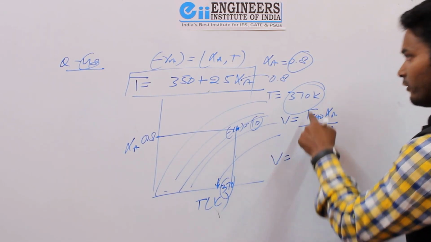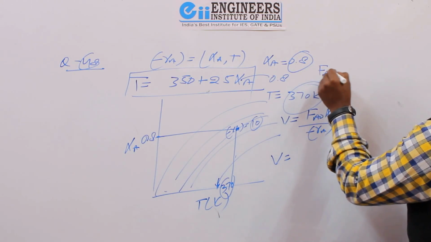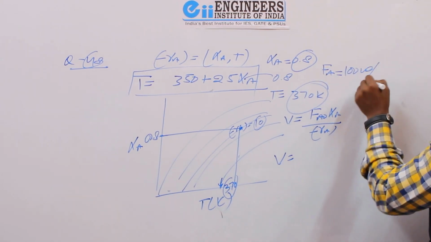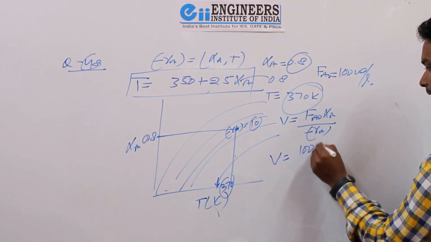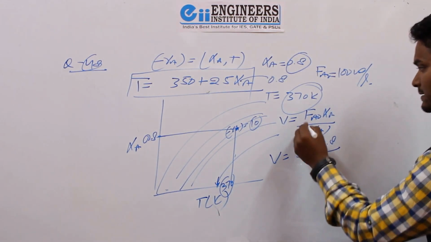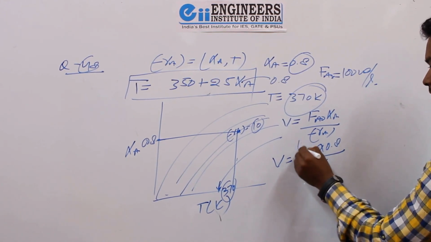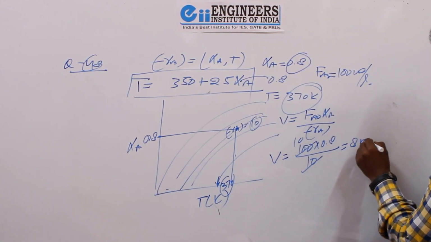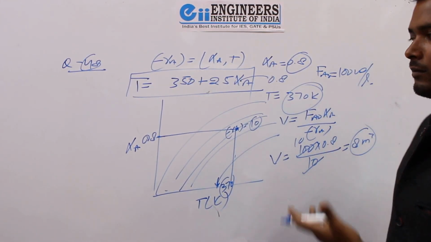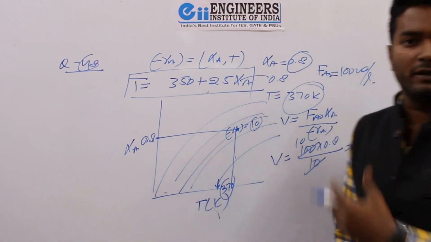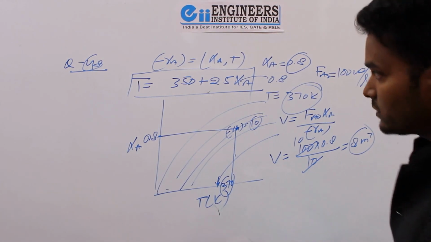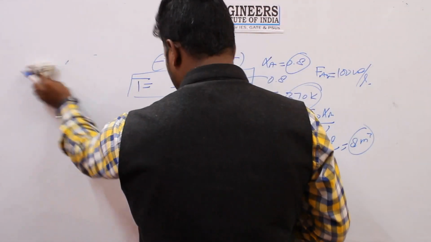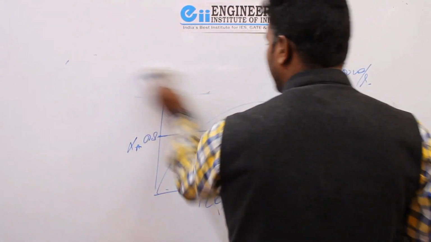Fa0 given in the problem is 100 mole per second. Now, just put Fa0 is equal to 100, X is equal to 0.8, and minus RA is equal to 10. If you solve, you will get volume is equal to 8 meter cube. Simple. This is the problem. It means the volume of the CSTR is simply 8 meter cube. Now, I am going on to the next question on CRE. This is question number 49.